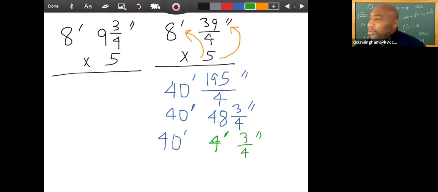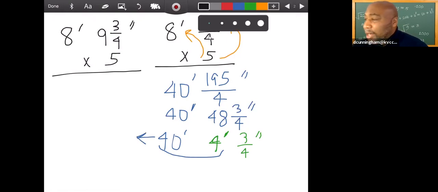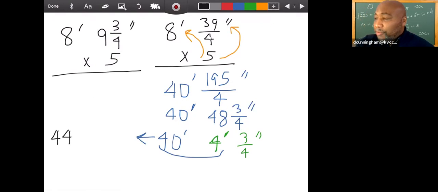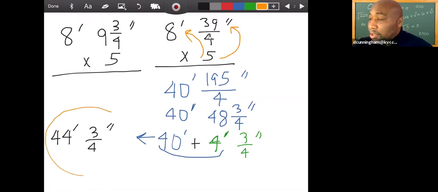Now, that's why it's good to write your units. I'm going to add these together. I'm going to write it over here so we have a little more room and write it in black. This gives me 44, if you agree with me, because I'm adding these two, because those are the units: 44 feet and 3/4 inches. And that is my answer for this particular problem.